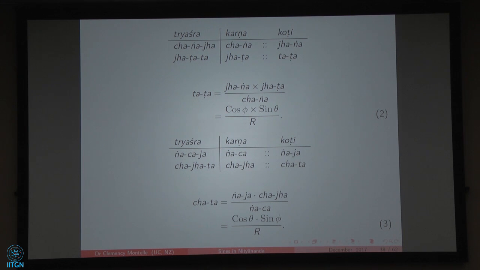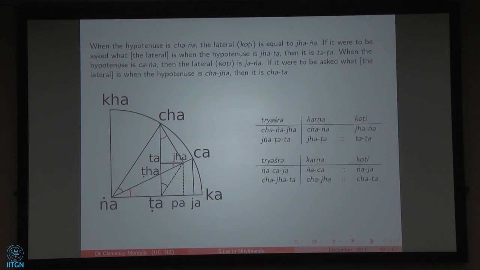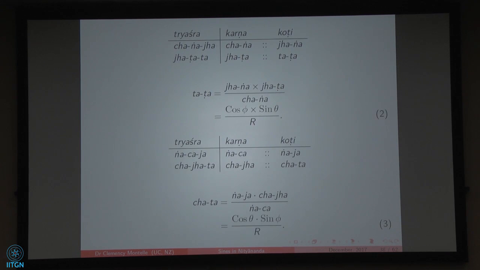And ta, ta is just equal to ja, na, times ja, ta, divided by cha, na. Now, each of these themselves are trigonometric amounts. So we see that the side ta, ta in the previous diagram, this amount here is equal to this expression here, cos v sine theta. And similarly with the other red triangles, we can pull out cha, ta.